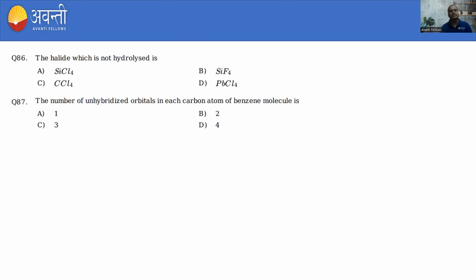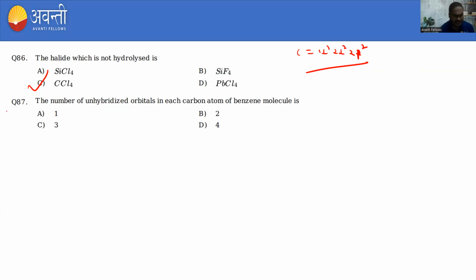Now the next question is: the halide which is not hydrolyzed is. You have to identify which halide does not hydrolyze. It's also a very simple question, beta, because here CCl4 is not hydrolyzed due to the absence of a vacant d orbital. Carbon does not have a vacant d orbital; carbon has only the 1s2, 2s2, 2p2 configuration, so it does not have any 3d orbital. So we can say that the halide CCl4 is not hydrolyzed.